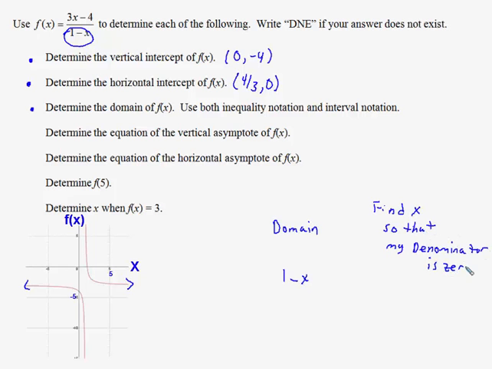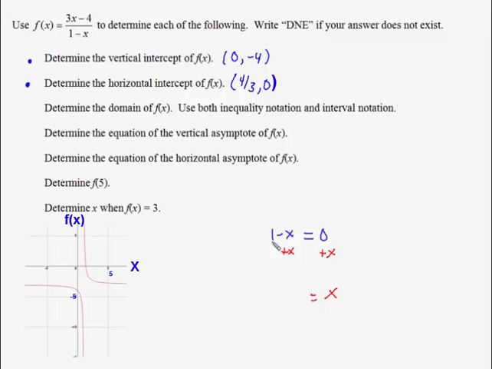And by finding that x value that makes my denominator 0, I'm going to exclude that from the domain. It's the one bad x value, if you will. So there's my denominator. I'm going to find out the x value that makes that 0. All I'd have to do is add x to the other side. You'd have x plus 0 on the right-hand side, which is x. On the left-hand side, you'd have 1. And then the minus x and plus x make 0.